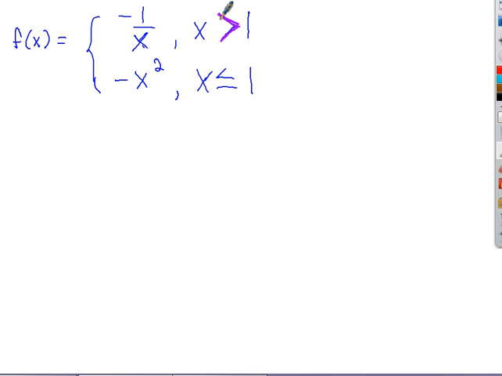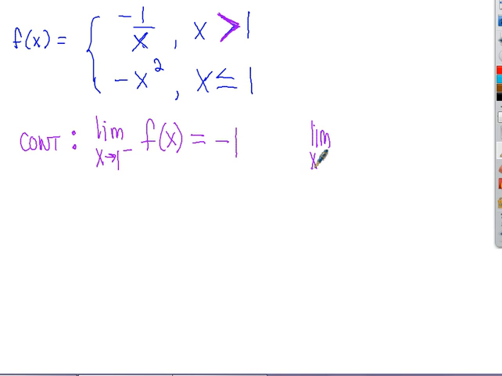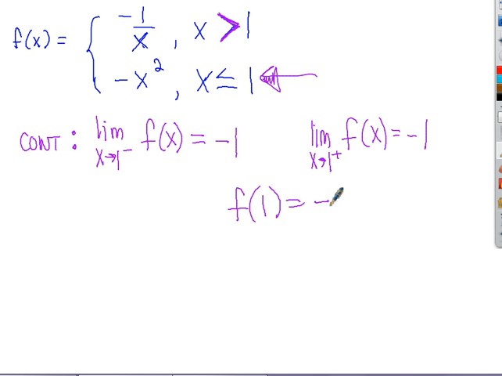All right, so continuity. Obviously, I tried to make this problem work out. So continuity, left side. The limit as x goes to 1 from the left, that would be the bottom function, would be negative 1. The limit as x goes to 1 from the right would be negative 1. And then between the two, you have to find f of 1. You're using this function right here, and that gives you negative 1. So yes, we're continuous because all three are the same. All three have to be the same. If these are the same and this one isn't, it's not continuous. All right, so that's done.